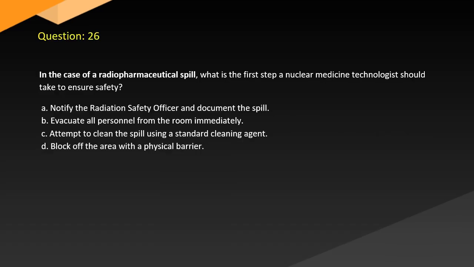Question 26. In a case of a radiopharmaceutical spill, what is the first step a nuclear medicine technologist should take to ensure safety? A. Notify the radiation safety officer and document the spill. B. Evacuate all personnel from the room immediately. C. Attempt to clean the spill using a standard cleaning agent. D. Block off the area with a physical barrier.